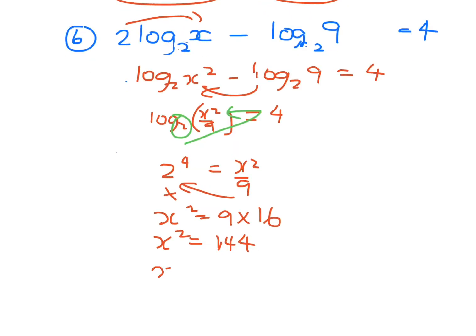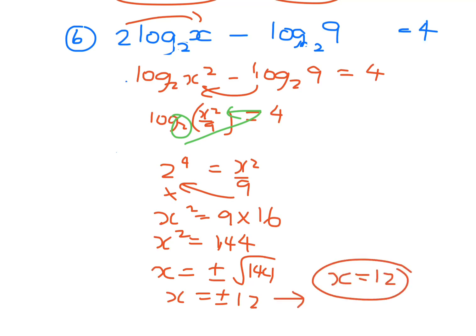So x squared equals 144. When you square root that, you put plus or minus root 144. So x is plus or minus 12. So then x would equal 12. That would be your solution. You don't take the negative because you can't log a negative.